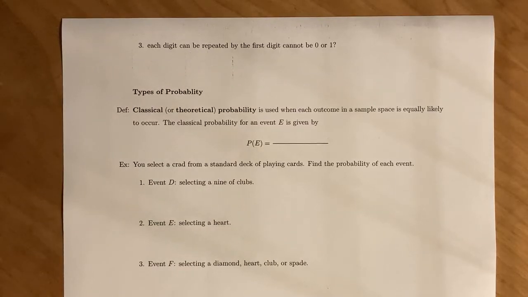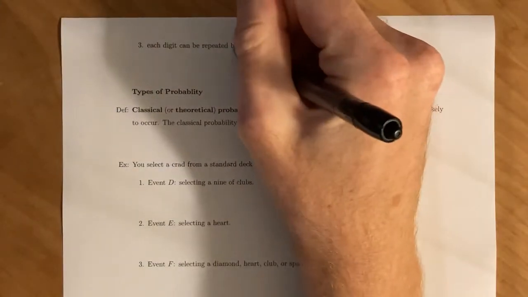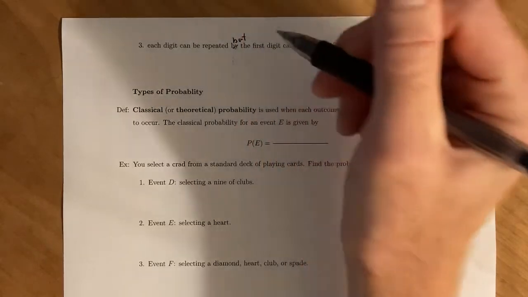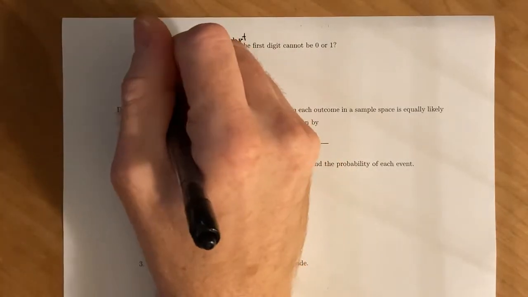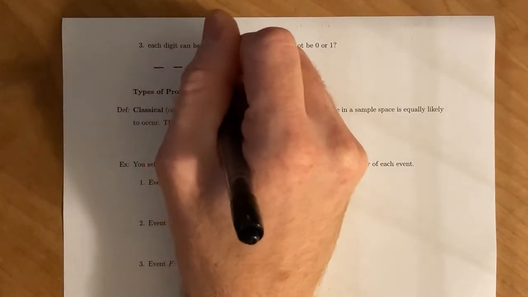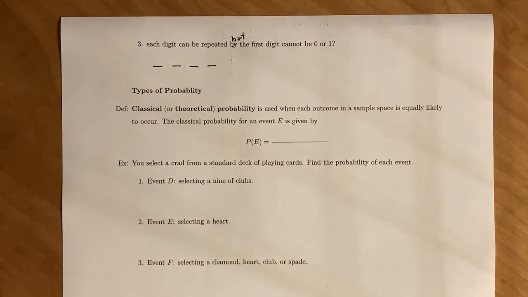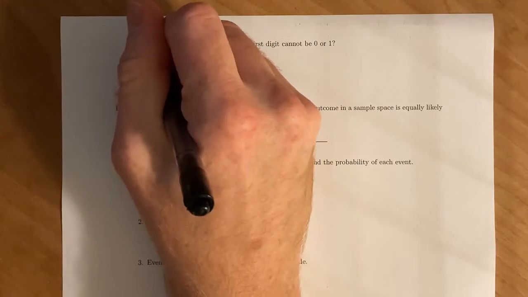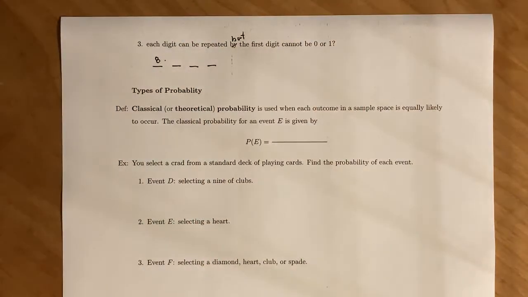And for this last example, we're asked that each digit can be repeated, but the first digit cannot be 0 or 1. Sorry, that is a typo. But the first digit cannot be 0 or 1. So if we come here and we calculate, the first digit can be anything except for 0 or 1, which means that we have 8 possible choices for the first digit. And then after that, anything goes.